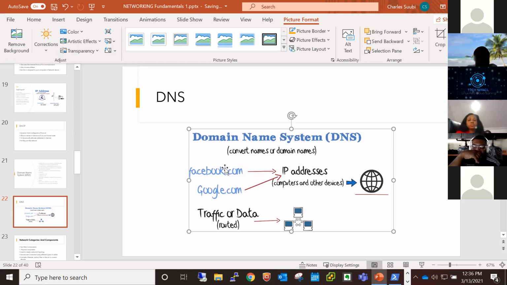Facebook.com is a language that we as humans understand. But for the computer or the server to understand the request we're trying to make for it to give us back, it is translated to an IP address. So computers and other devices on the internet don't really understand what Facebook.com means. But guess what? They do understand the numerical IP address that is assigned to them.